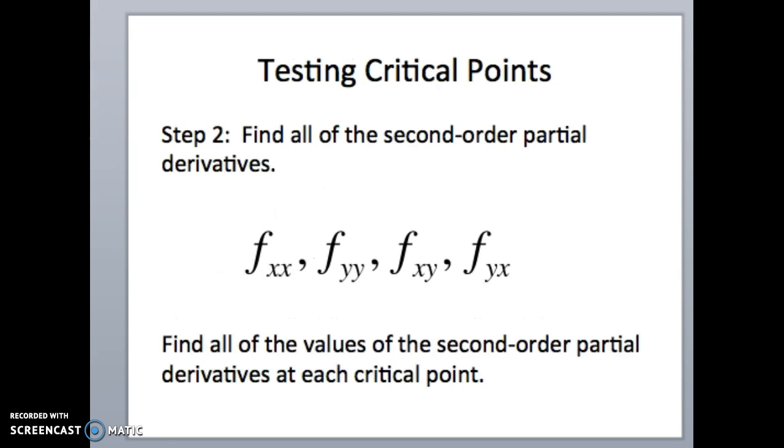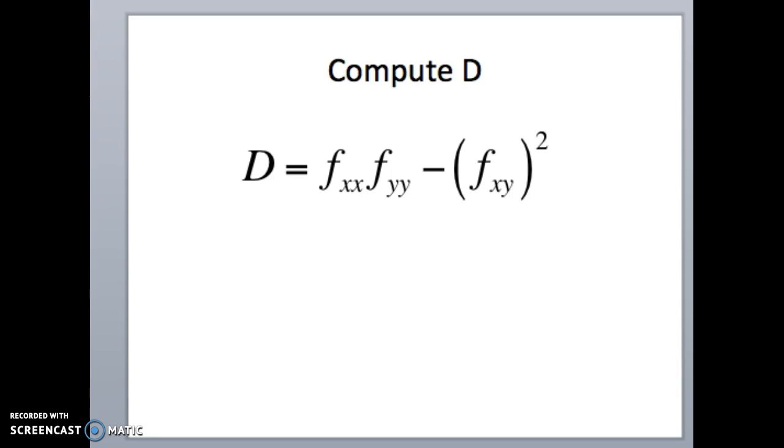Once we have the critical points, we've got to find the 4 second order partials. With those, we compute D. D determines whether what we have is a minimum, a maximum, or a saddle point. D is fxx times fyy minus fxy squared. And once we're there, we look at our chart to see what that represents.